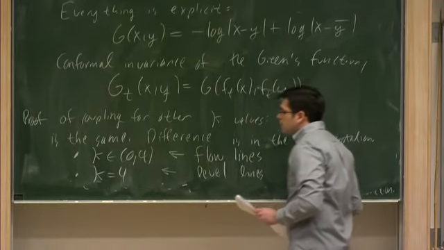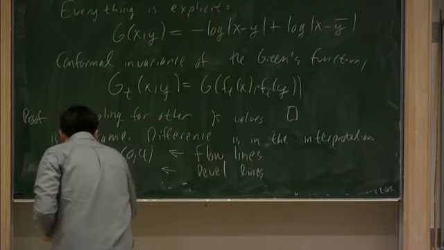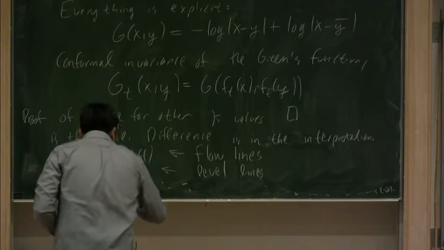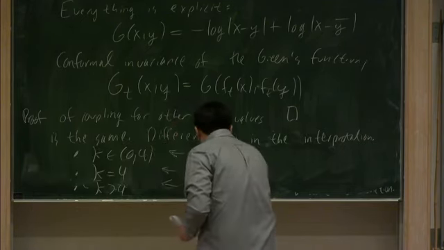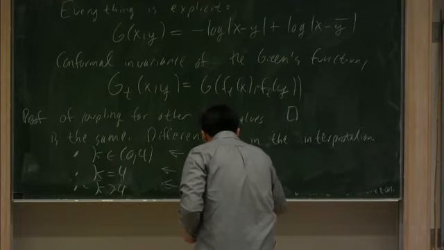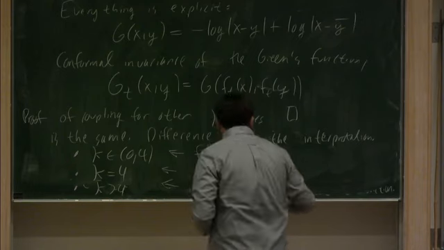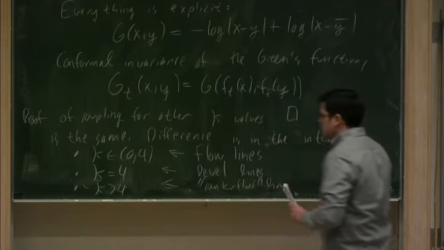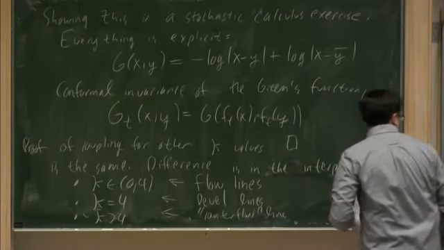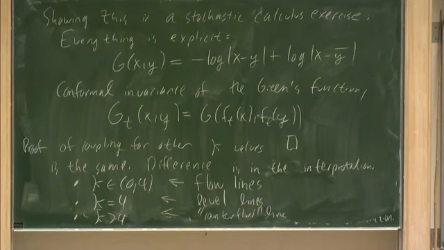This gives you a way to make sense of what should be the level sets of the Gaussian free field. And when kappa is bigger than 4, that's the last case, we've adopted the terminology counterflow line. We call this a counterflow line of the Gaussian free field. Let me explain really quickly the reason for this terminology.